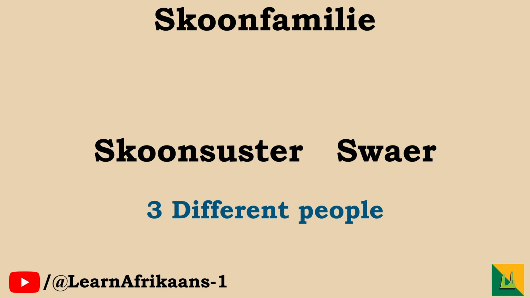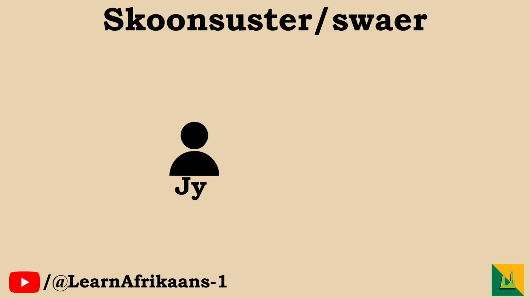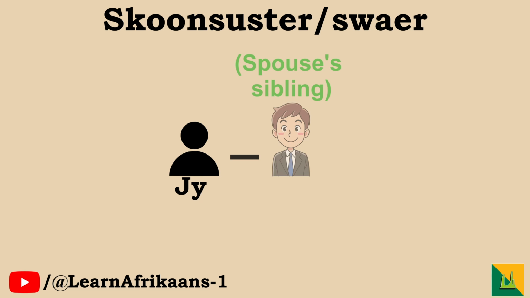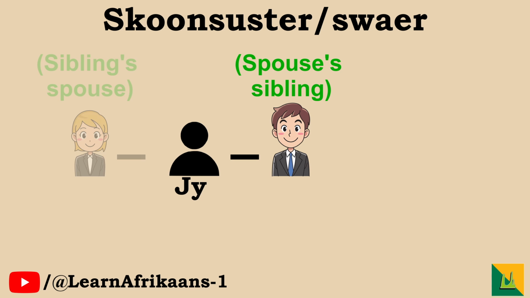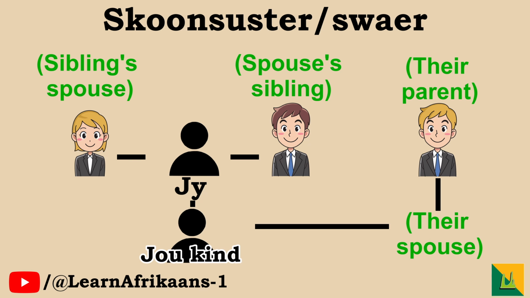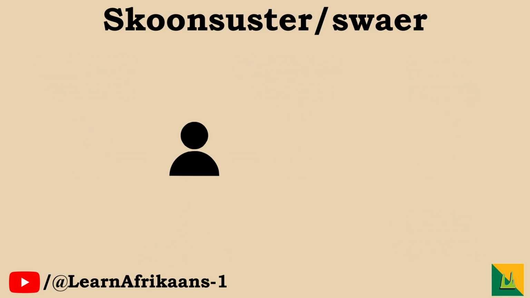Your skoonsuster or swaar can be 3 different people, all falling in your tier on the family tree. That means it can be your spouse's brother or sister, or your sibling's husband or wife, as well as your child's spouse's parents. Remember that the skoonsuster and swaar are in your bracket on the tree in order to not get confused. There are further family members that can be mentioned, but we will end it here.